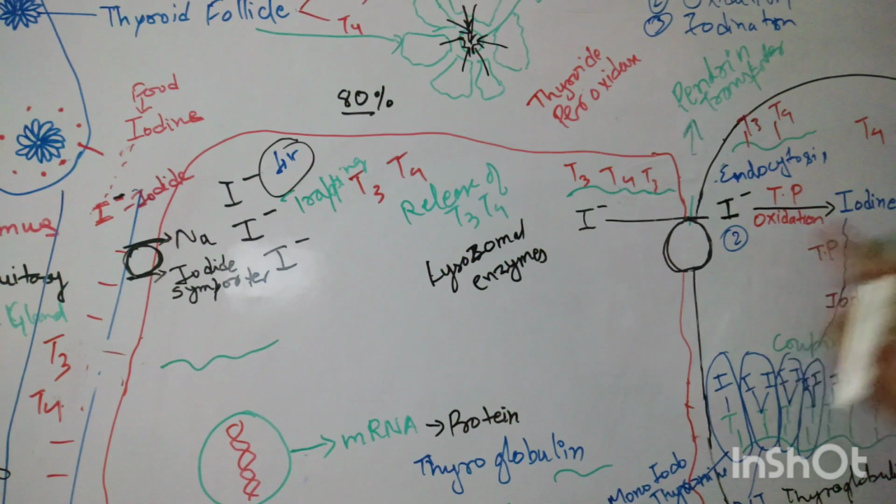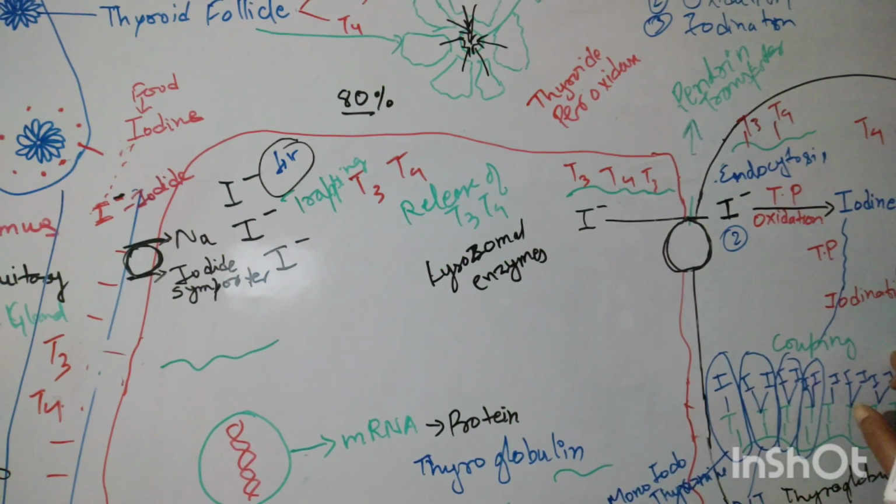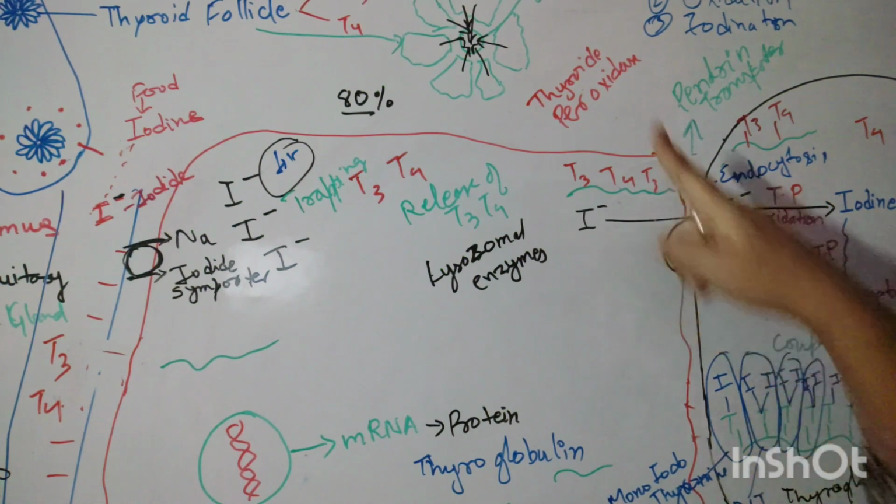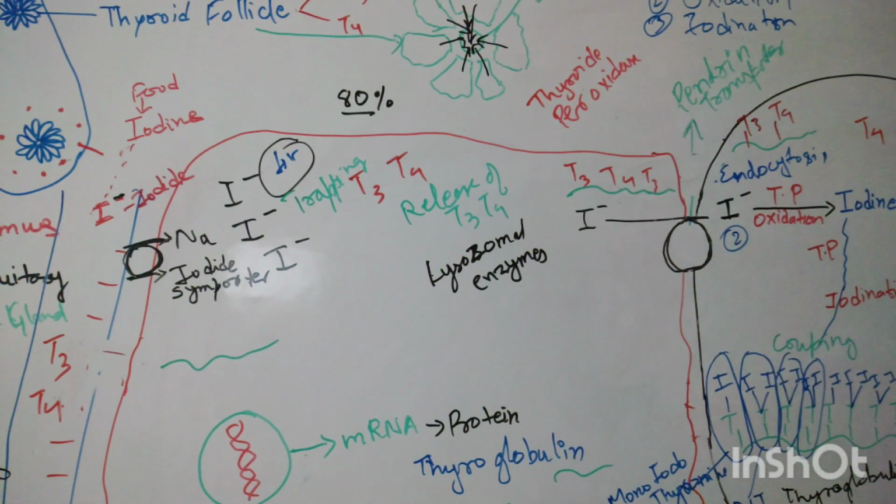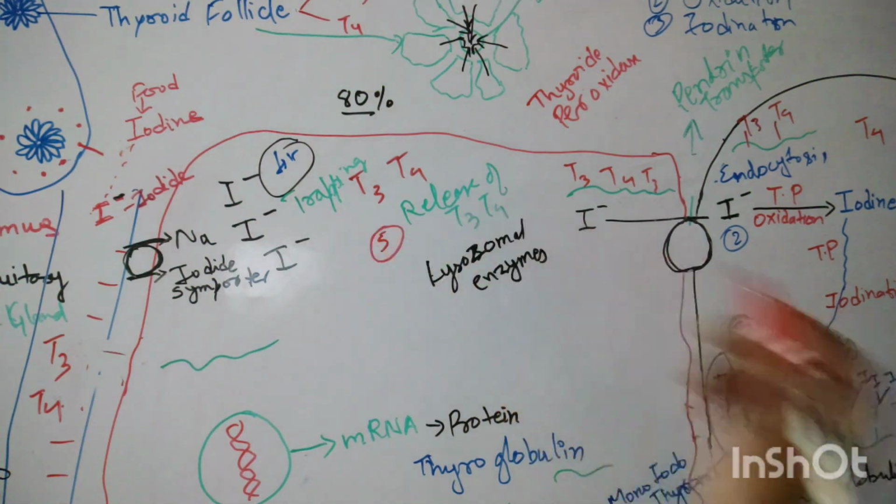In oxidation and iodination, TPO, the thyroid peroxidase enzyme, is required. There will be coupling. This is the fourth stage. The fifth stage is release of T3 T4.